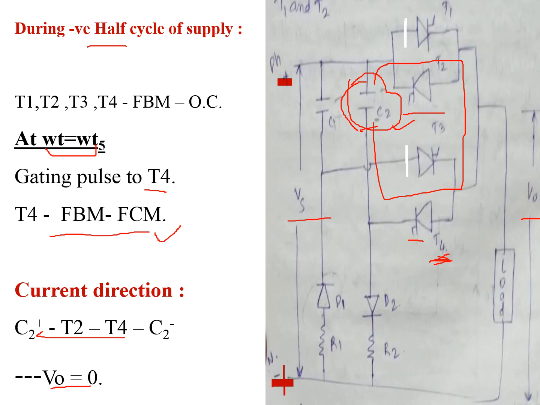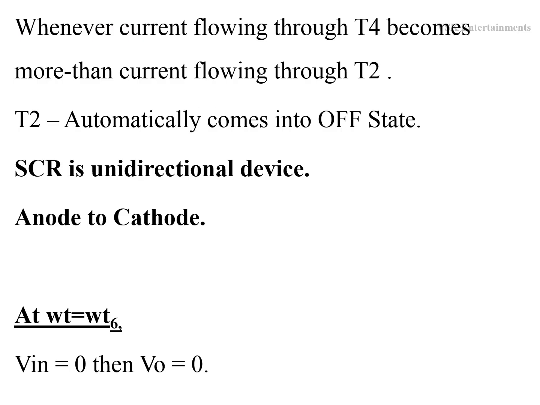So whenever the current flowing through thyristor T4 becomes more than the current flowing through thyristor T2, T2 automatically comes into off state. We already know that SCRs are unidirectional devices which allow the flowing of current from anode to cathode. But in the previous case, the current flowing through thyristor T2 is from cathode to anode. So whenever the current flowing through thyristor T4 becomes more than the current flowing through thyristor T2, T2 automatically comes into off state.